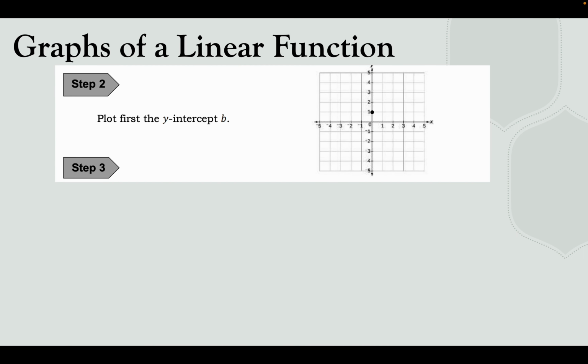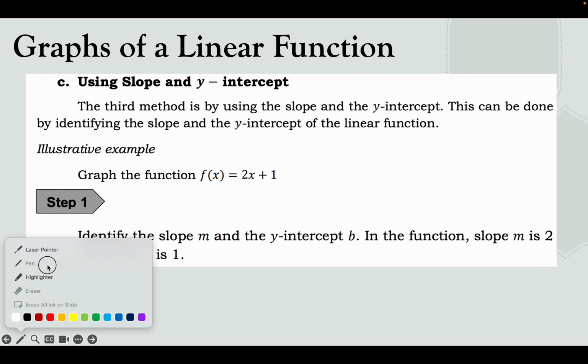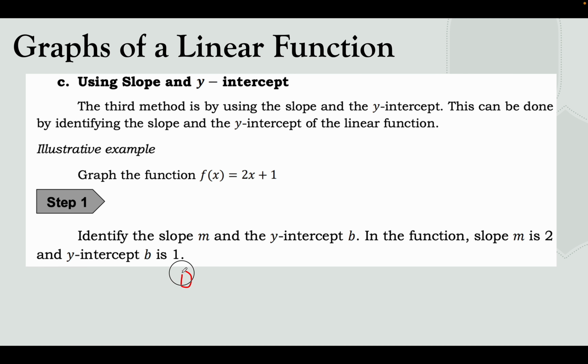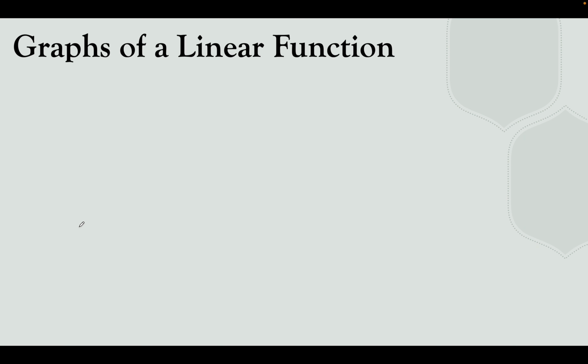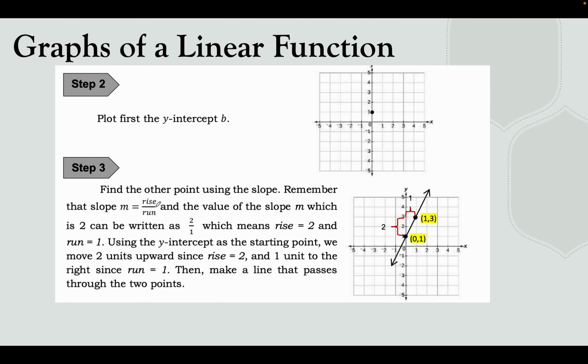So first, you need to plot the y-intercept. So what will be the point here when your y-intercept is equals to 1? So we have here, your point is 0 and 1. You will plot 0 and 1 in your Cartesian plane. So that is your y-intercept, 0 and y, along the y-axis.